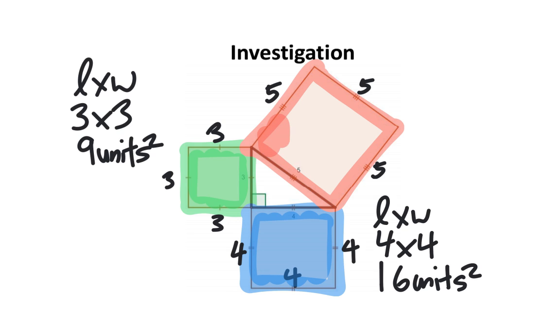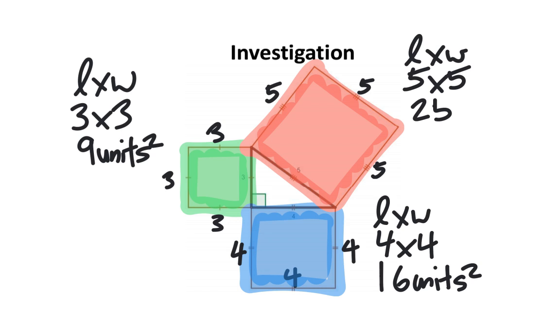Last, I'm going to find the area of this red square. Again, the area of a square is length times width. Therefore, it's going to be 5 times 5, which is equal to 25 units squared.